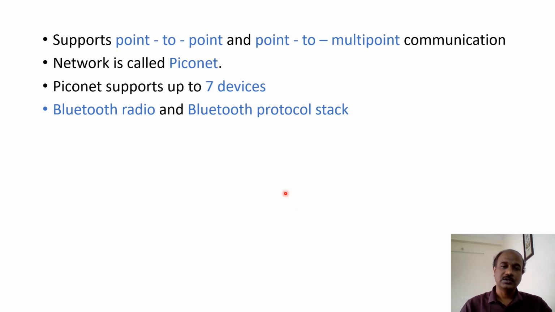Suppose any device wants to implement Bluetooth, it should have two parts. One is hardware, the other one is the software. The hardware part is called the Bluetooth radio. The hardware unit that sends and receives radio signals is called a Bluetooth radio.